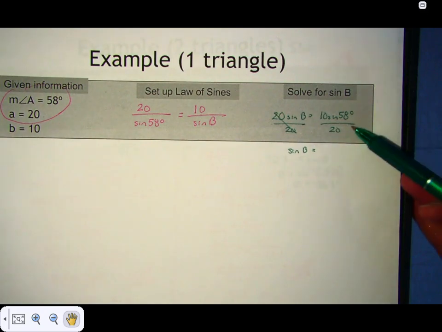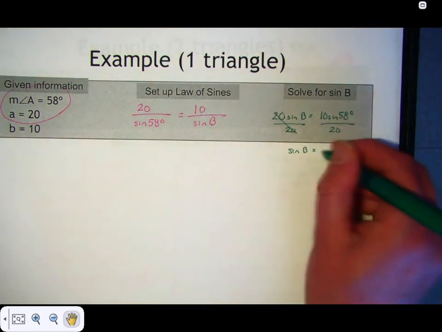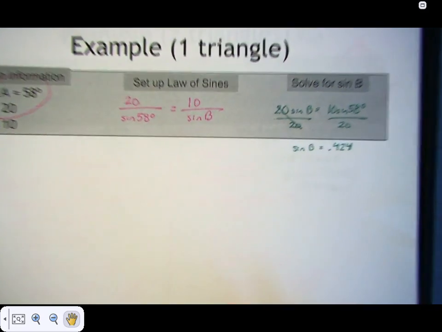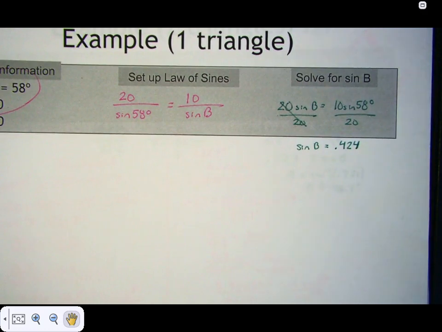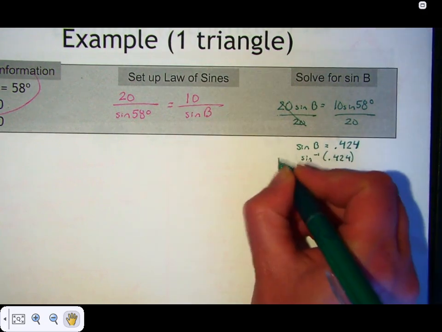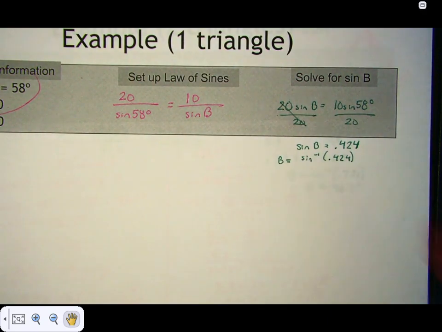All right. Does anybody get me this answer? 10 sine 58 over 20? I'm waiting. Okay, so this time it gave me the sine of an angle. If it gives you the sine of the angle and you actually want the angle, Mason, what should I do? Anybody else have an idea? Inverse sine. So if I have the sine of the angle but I need the actual angle, then you do inverse sine. So inverse sine of 0.424 will give me at least one of the things that angle B could measure.